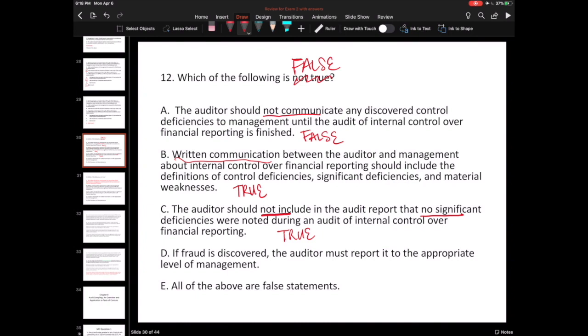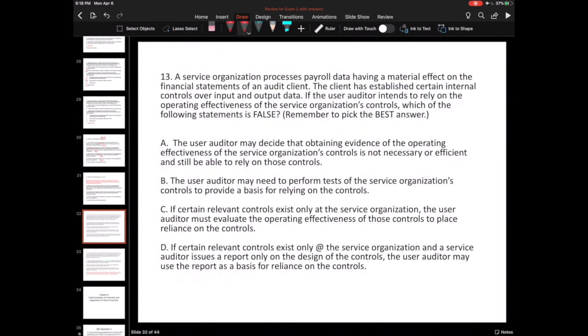D, if fraud is discovered, I must report it to the appropriate level of management. We know this to be true, right? And then E is just a distractor answer to try to make this whole question more confusing and difficult. Okay, so this leaves me with A as my answer.